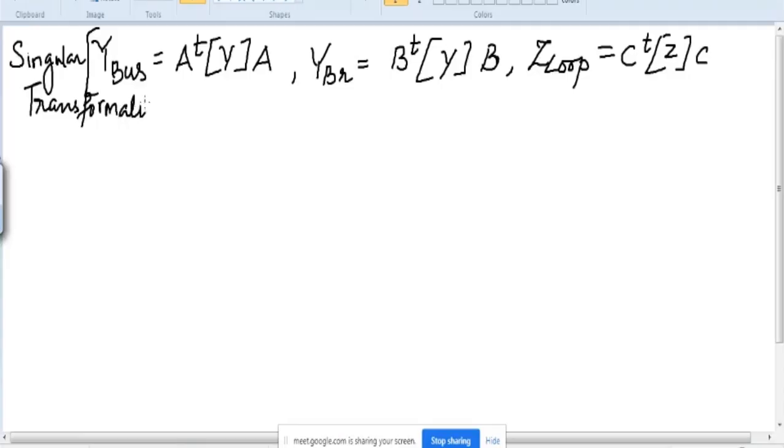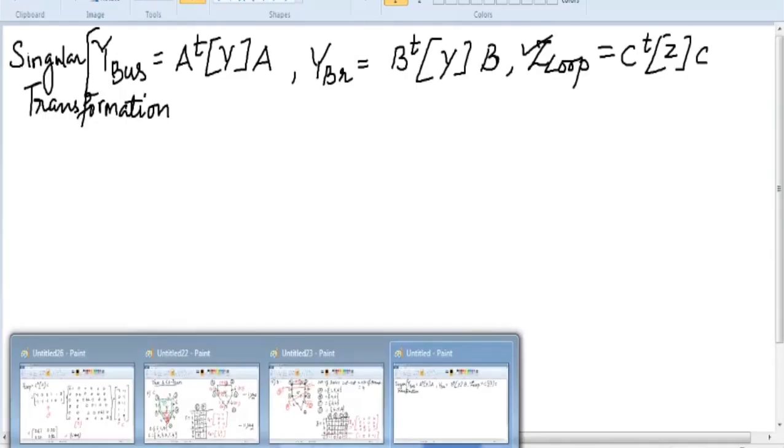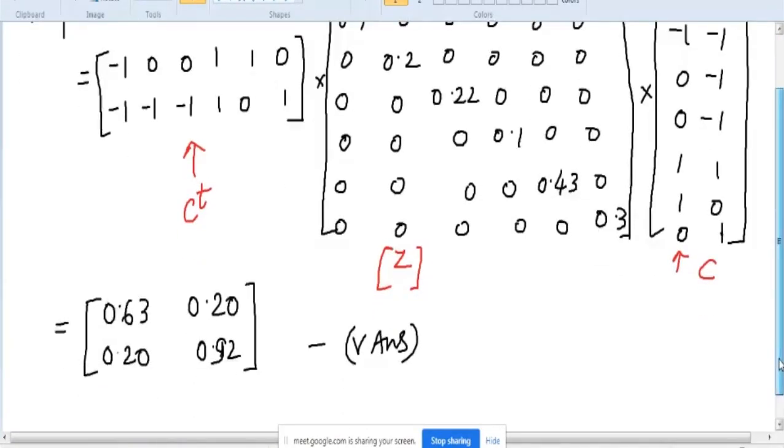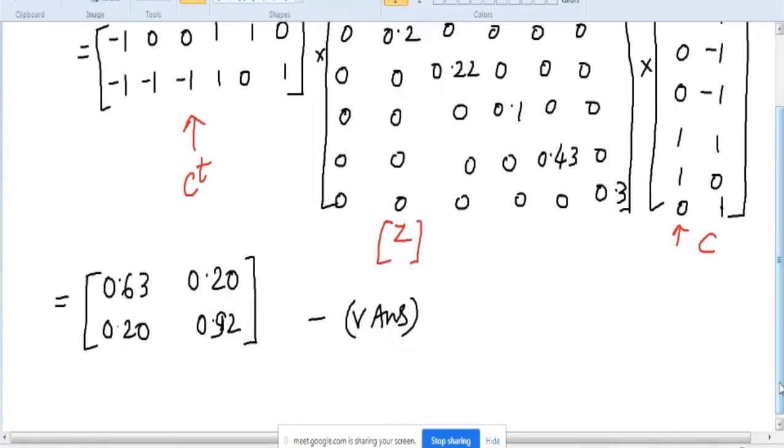Out of this, we solved the last one, that is Z loop, in the previous numerical. So in the previous numerical, you all have calculated the Z loop. We will just check the answers of the Z loop. Let us check it. This was the answer that we calculated in the previous lecture. I hope this is cross-checked by everyone. If there is any discrepancy, please let me know so that we can cross-check the figures.